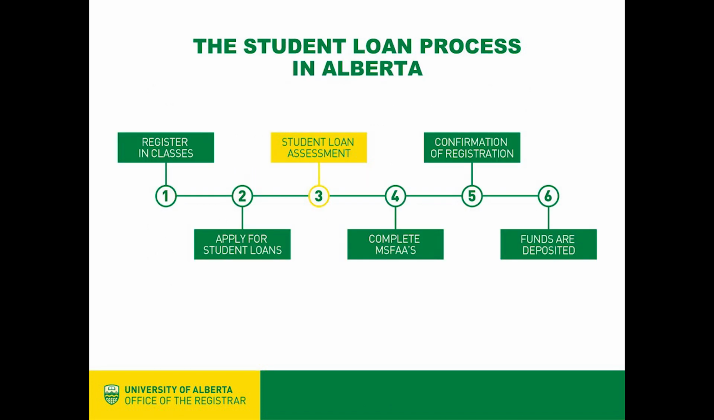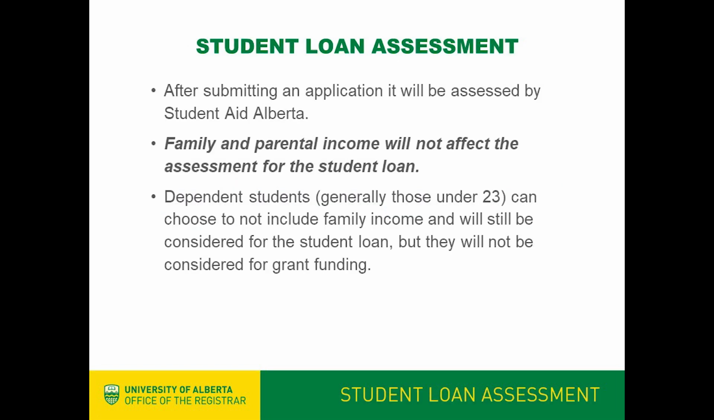After you apply for your loan and it is submitted, it is sent off to Alberta Student Aid in downtown Edmonton to be assessed. Some general information about assessment. Parental income will not impact the ability to receive student loan funding for dependent students. This is a big change from what it was a few years ago. Parental income is still considered for grant funding for dependent students, but it will not affect the student loan.